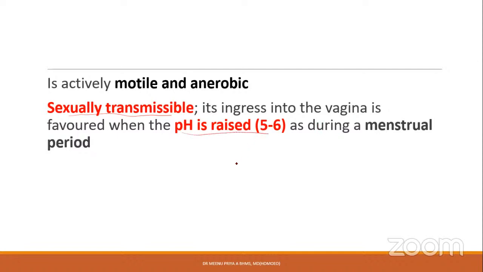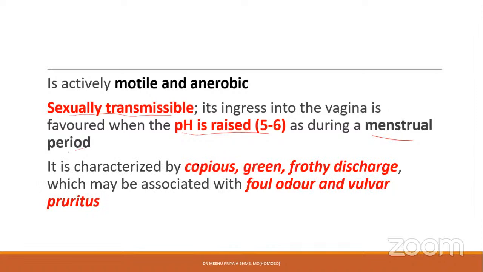So this is a condition where the vagina should be alkaline. The pH is raised to 5 to 6, not exactly alkaline, but still more than the normal acidic pH of the vagina. And usually the infection is prone during the menstrual period. Then again, this is important: it is characterized by copious green frothy discharge. So green, just remember, which may be associated with foul odor and vulval pruritus. That means itching. So there is vulval itching, foul odor, bad smell, copious means excess discharge, and it is green in color.